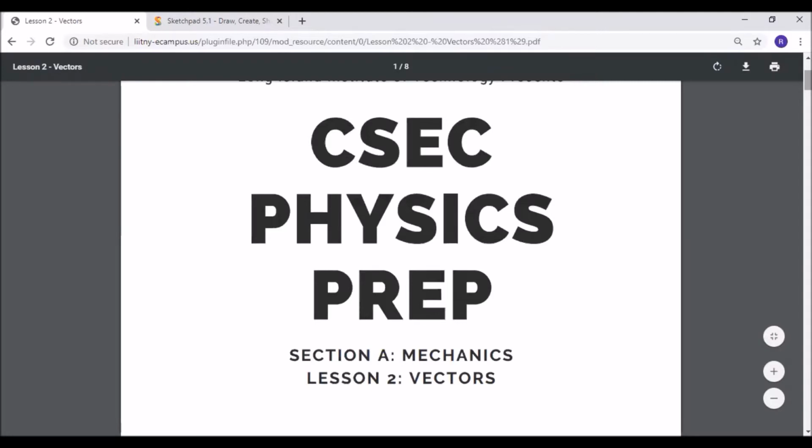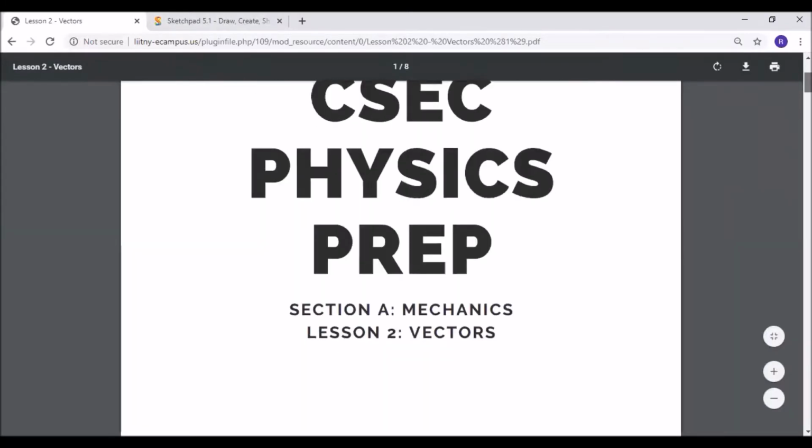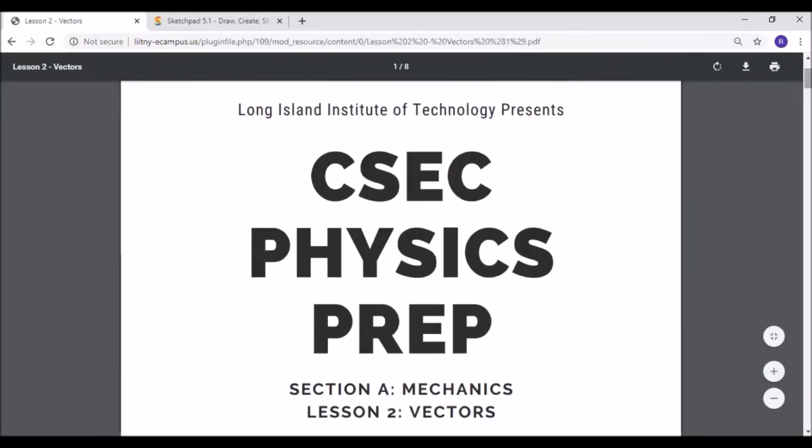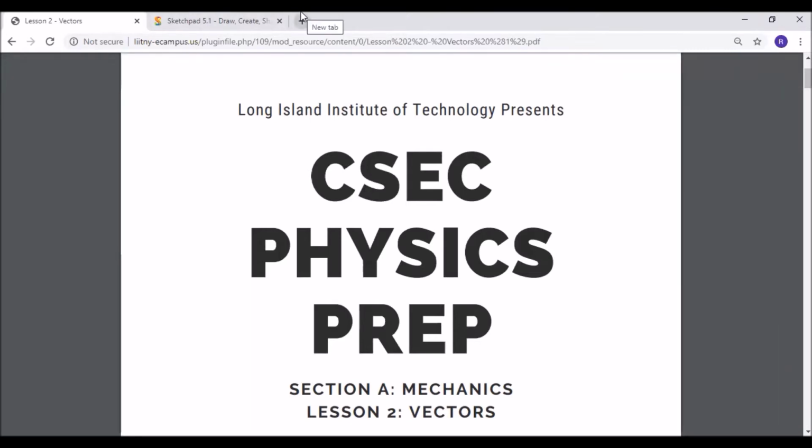And so we started out with section A, lesson 1, which was Galileo, simple pendulum, and measurements. Section A, mechanics, continues with lesson 2, vectors, right? We have this PDF document right here that I'll be going through and giving explanation so you guys can have some clarity of what vectors is about.